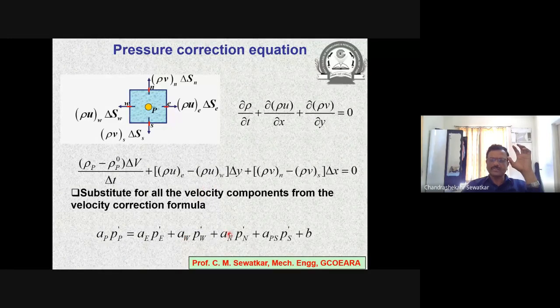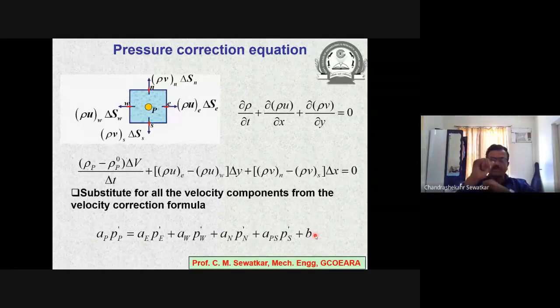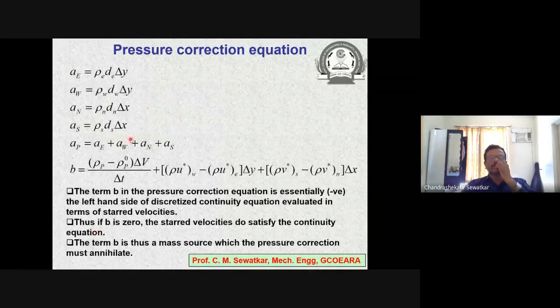Similarly for AN and PN prime. Similarly for AS, PS prime. Sorry, there is a typographical mistake again here. It's not AP, it is AS. And whatever is left, you can put that in B. If we do that, I'm giving you for your reference the expressions which we obtained for AE, AW, AN, AS and AP. AE is rho into D into delta Y.